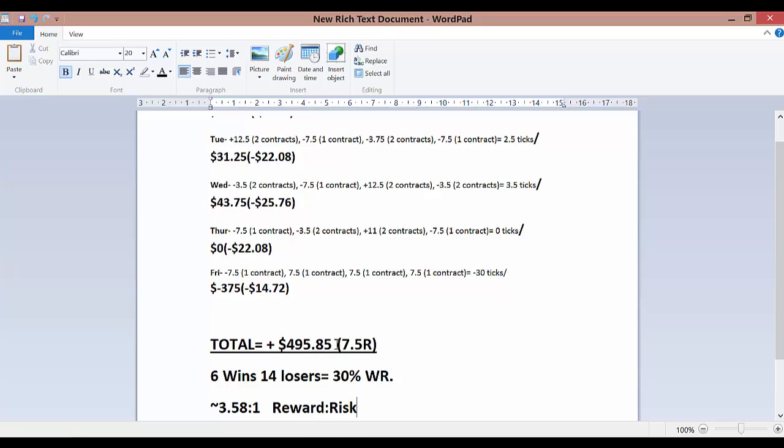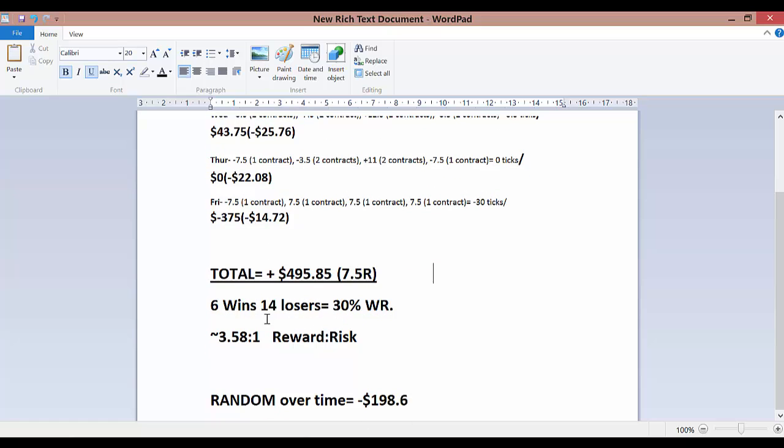But we ended up with $495.85, and this is net, 7.5 times our average risk per trade. This was accomplished with only 6 wins and 14 losers. That's a 30% win rate, which is just slightly lower than what we would expect if we were to flip a coin and have a 2-to-1 reward to risk ratio, which is what we did. 15 ticks gain to 7.5 ticks loss.